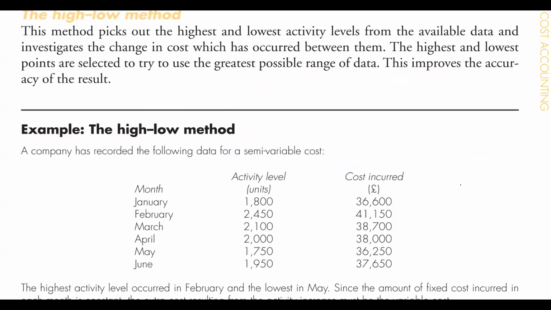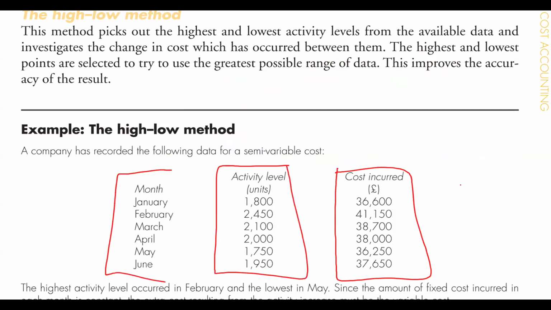So the first thing that we have to do now, listen carefully. Whenever we are given the total costs, for example, we are given this data: there is a total cost, activity levels, and the periods, right? Periods, in this case, are months from January up to June, about 6 months, okay.